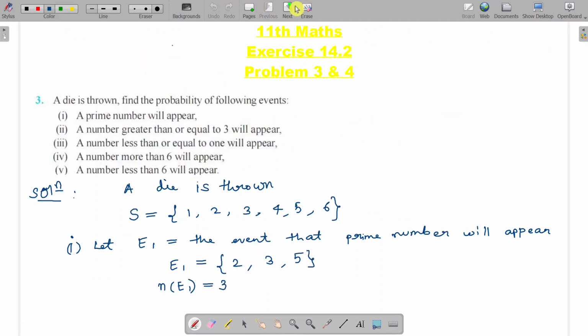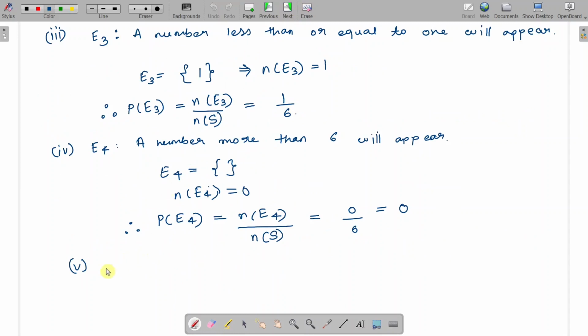A number less than 6 will appear. So E5, a number less than 6 will appear.